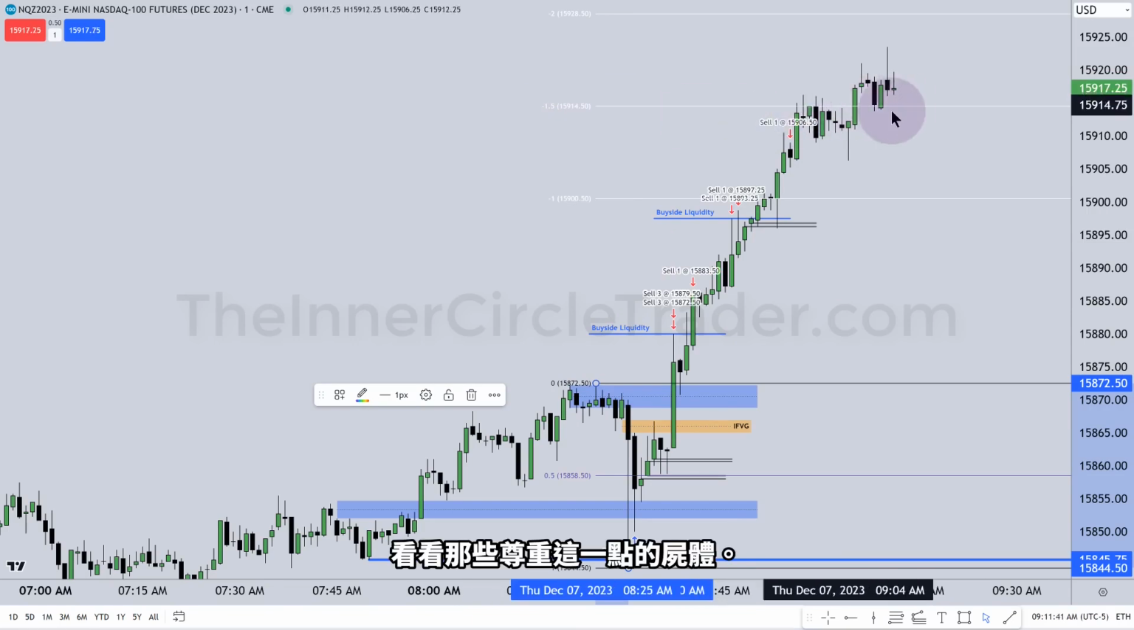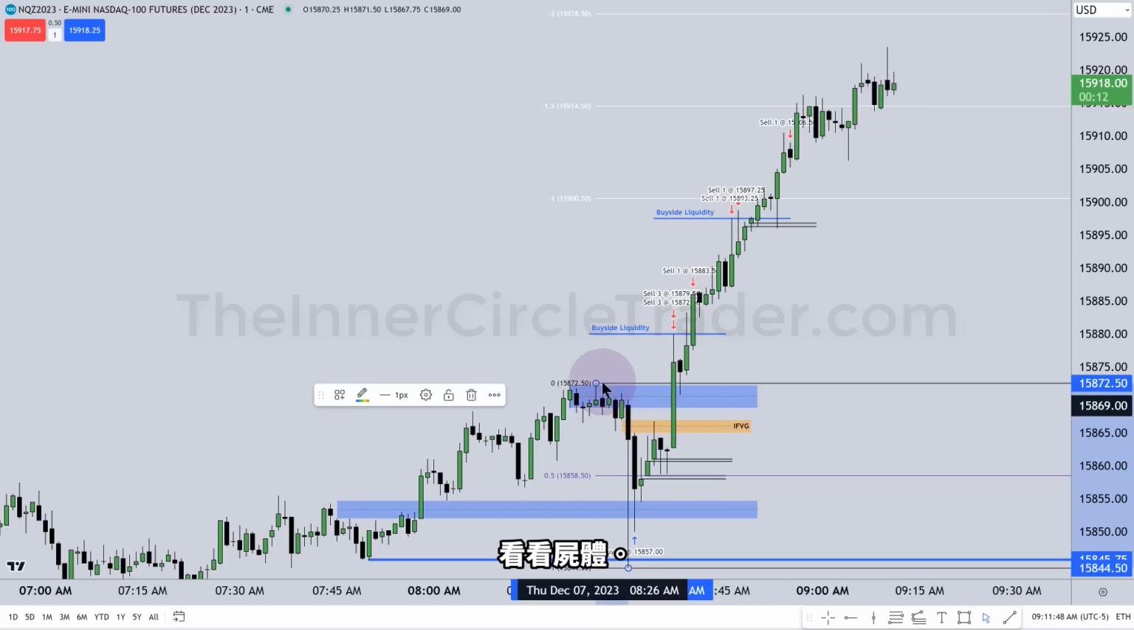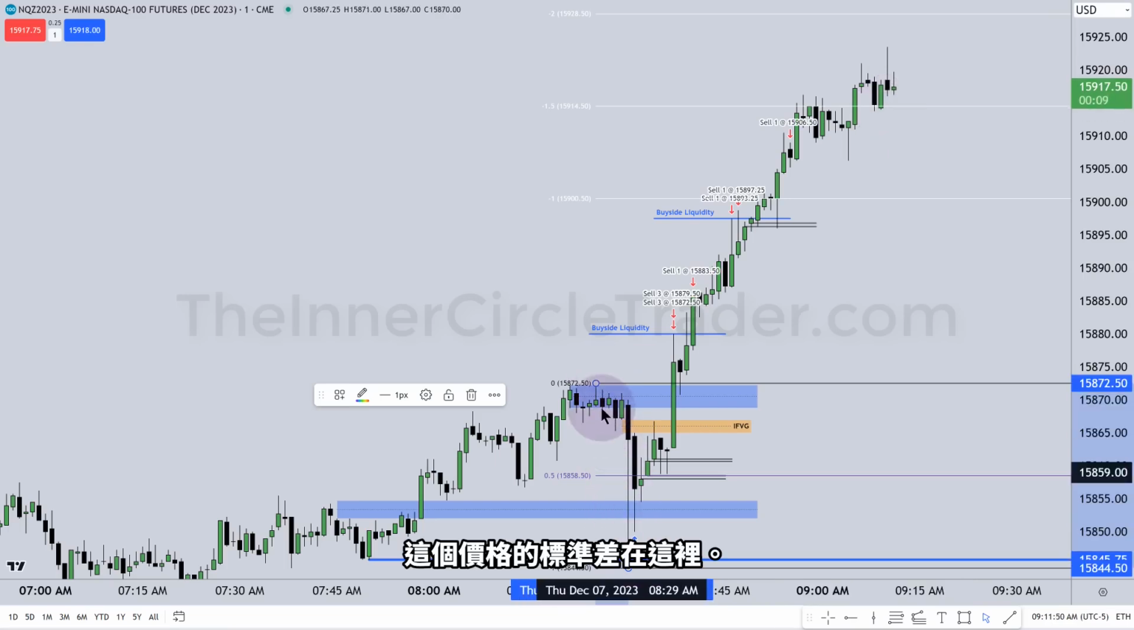Look at the bodies respecting that. Okay, you see that? Look at them. Look at the bodies. What's it keying off of? The standard deviation between this price run here. The algorithm is referring to these two price elements.